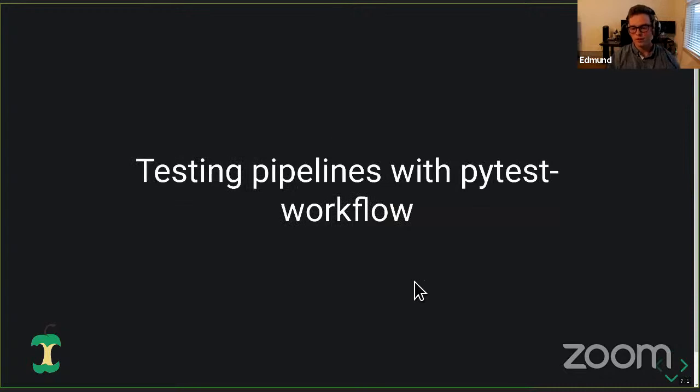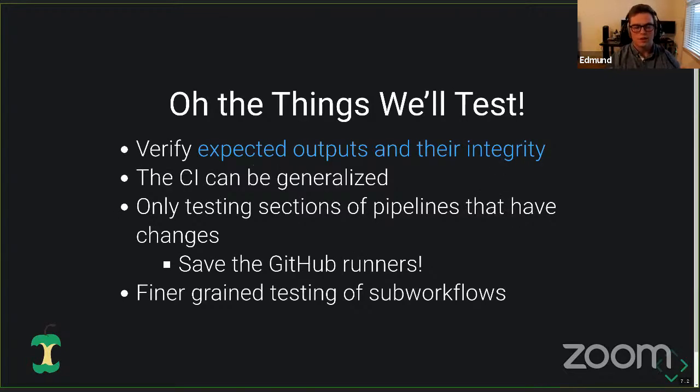And so this is a little sneak preview as to what's coming in the future. I'm getting close to my time here, so I might fly through this. So we're testing pipelines with pytest-workflow as well. So then we can verify the expected outputs and their integrity, and this has been a long-standing issue. The CI can be generalized so that it's not so complicated. Our logic isn't in the CI, our logic is actually in the test locally, and that reduces our necessity on GitHub as a platform and allows us to be more decentralized in the future as well.